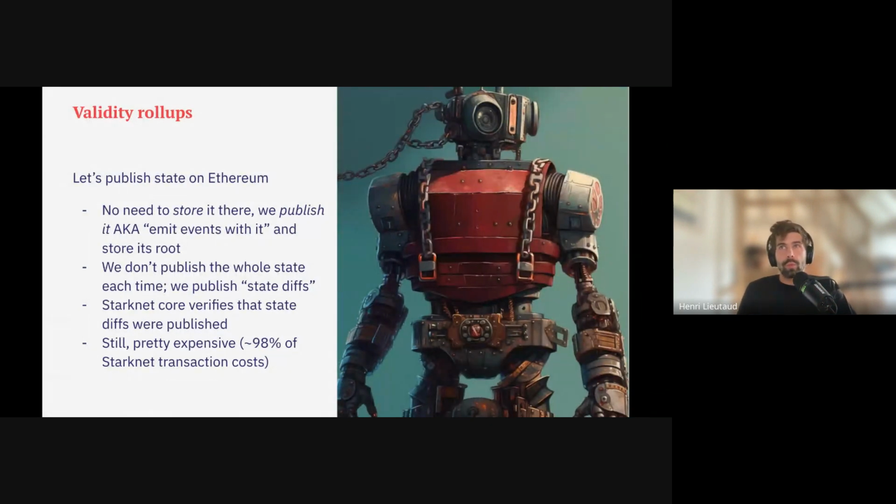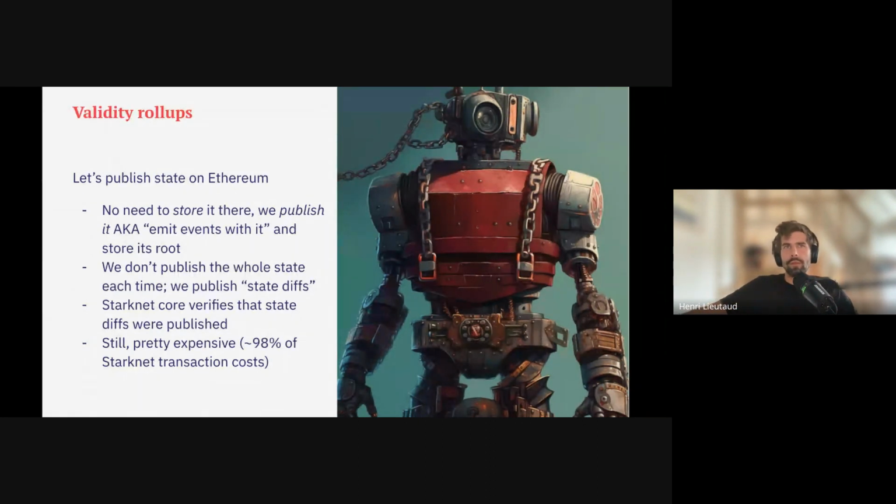The other thing we can do to save space here is, instead of publishing the whole state each time, we publish state diffs, meaning we just push the difference between one state and the other. Then the Starknet core contract verifies, before it moves from block n to n+1, that the proper state diffs were published and emitted as events. And if they were, it will say, okay, I can move from block n to n+1. That works. That's very safe, but it's very expensive.